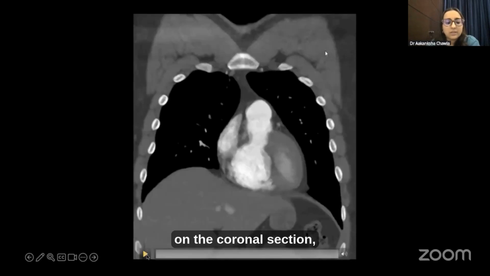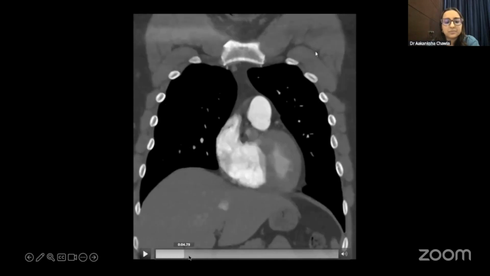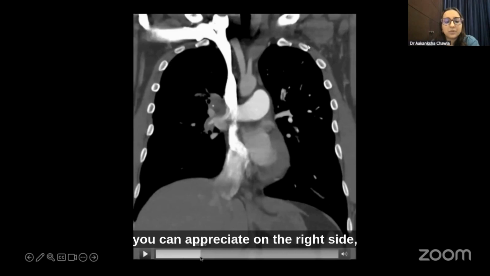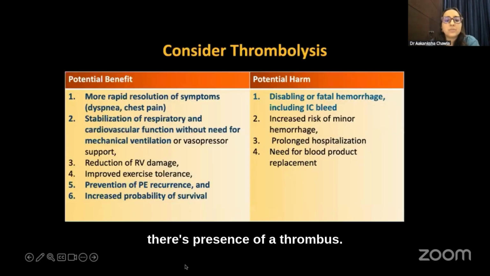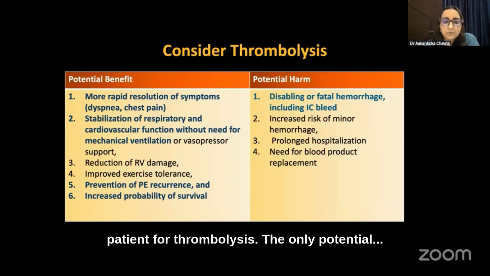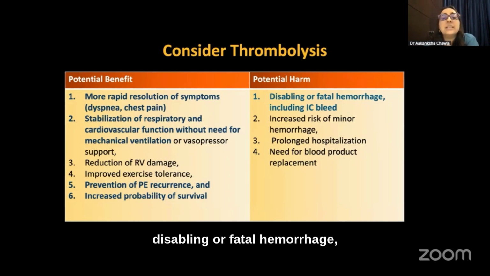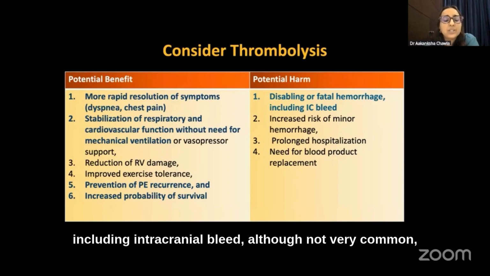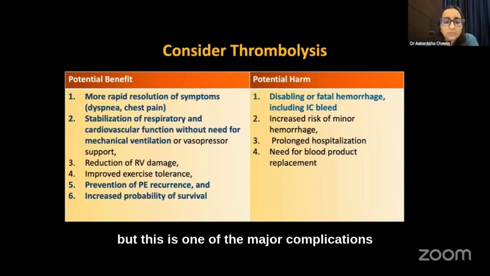Again, on the coronal section, you can appreciate on the right side there is presence of a thrombus. So you need to consider the patient for thrombolysis. The only potential harm in a patient with thrombolysis is disabling or fatal hemorrhage, including intracranial bleed. Although not very common, this is one of the major complications if it occurs with thrombolysis.